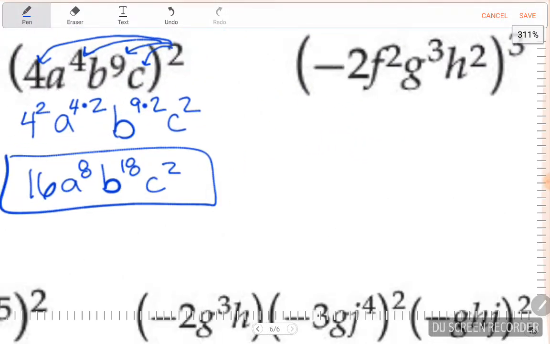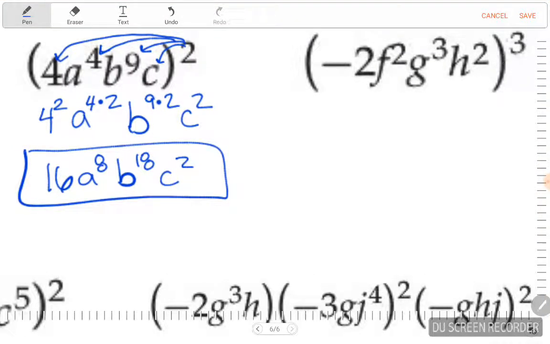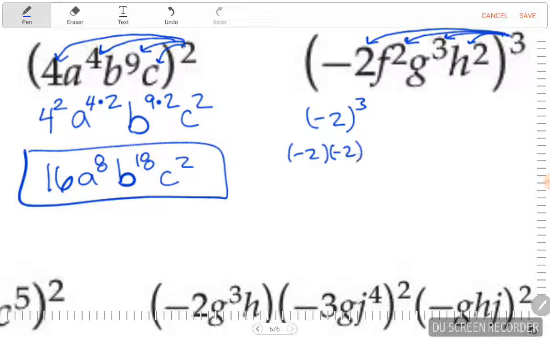Okay, moving on, third example here. This is cubed, so I cube each piece: the -2, the f, the g, and the h. That gives me -2 cubed. Be careful with that negative because that means we've got -2 times -2 times -2. Negative times a negative gives me a positive, and then a positive times a negative gives me a negative. So I'm going to end up with -8 there.